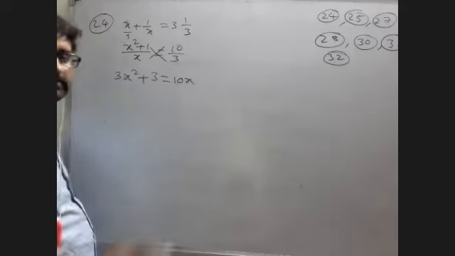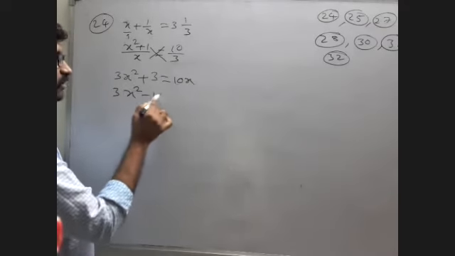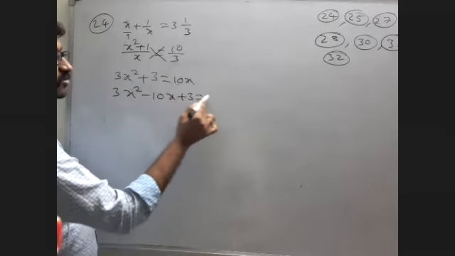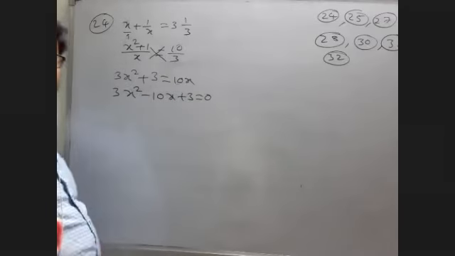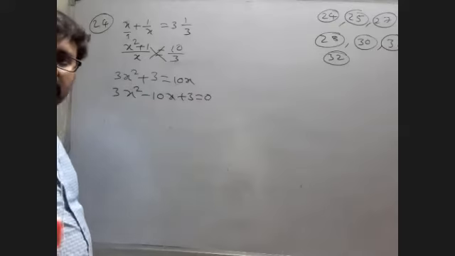10x. Now taking 10x to this side, 3x square minus 10x plus 3 is equal to 0. This is a quadratic equation in the form ax square plus bx plus c. Okay.